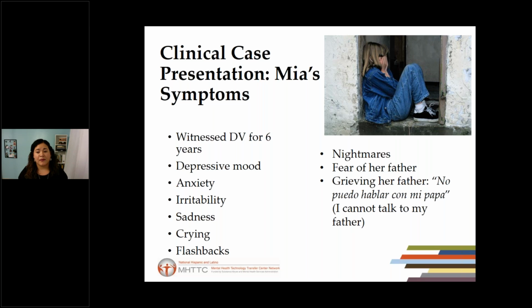So she was presenting nightmares and also fear of the father, but at the same time she missed her father. "No puedo hablar con mi papá." I think that after a few sessions, there was a restriction order and the mom let me know that they cannot have contact anymore through phone with the father. So this aggravated her symptoms a little bit more.